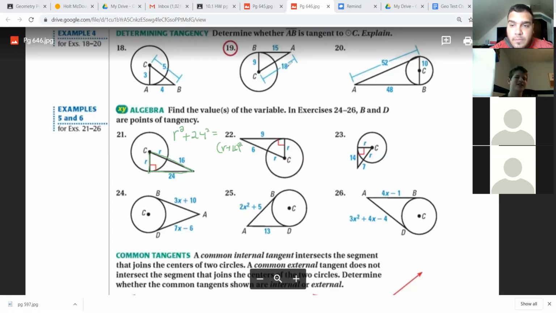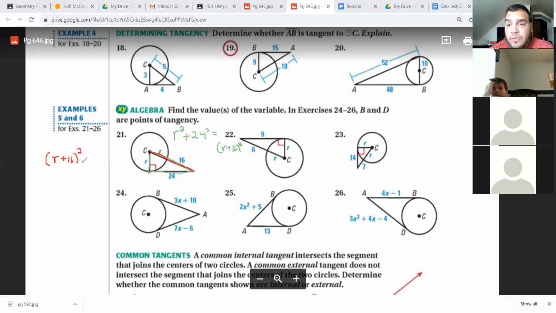It's the length of this whole line, C squared. There's no letter here, but this whole line is R plus 16. I don't know what R is, but I know it adds up to the big line. So I'm going to write R plus 16 squared.